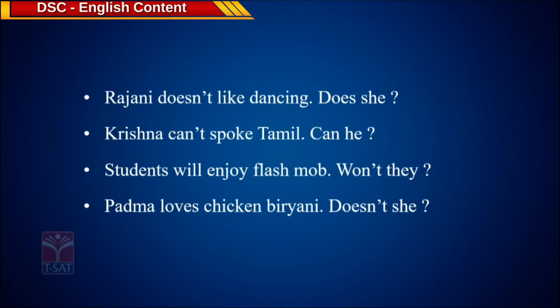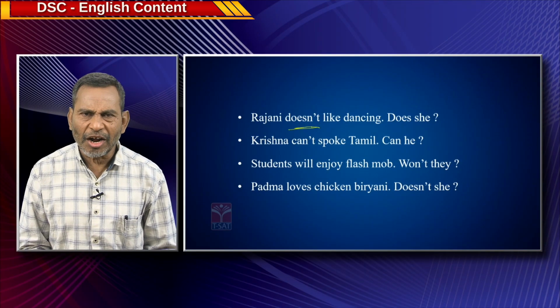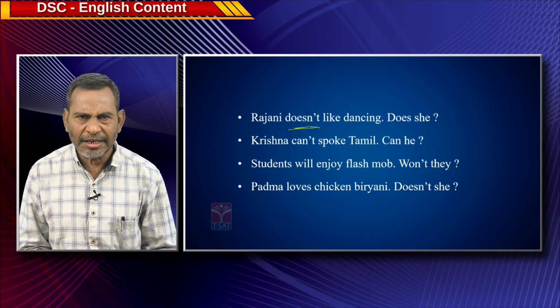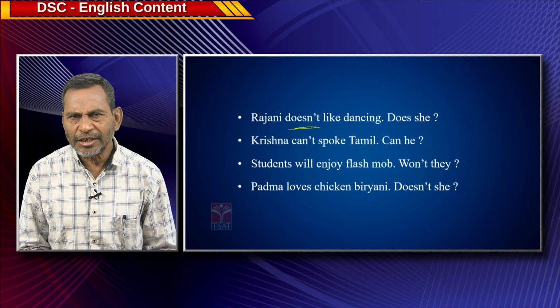Now, Rajani doesn't like dancing. See here, this sentence is negative, as not is already present. The helping verb is does. You keep the does part as it is, and you drop the not because it is a negative sentence. Two negatives would make the sentence positive, therefore it is not necessary. Rajani is a female, therefore the personal pronoun is she. Does she is the answer: Rajani doesn't like dancing, does she?